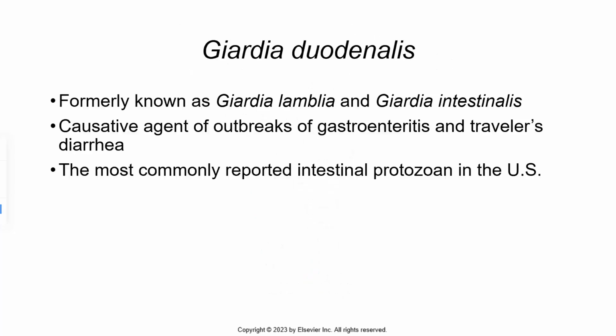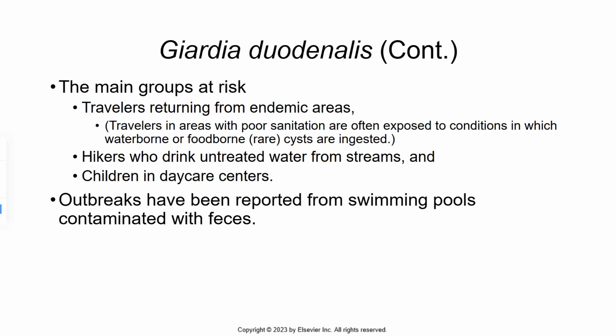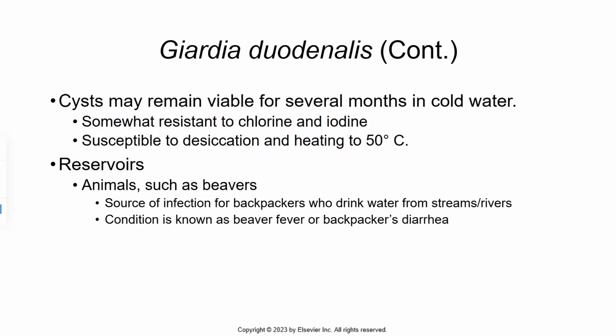Giardia duodenalis, formerly known as Giardia lamblia and Giardia intestinalis, is the causative agent of outbreaks of gastroenteritis and traveler's diarrhea. This is one of the most commonly reported intestinal protozoans in the United States. The main groups at risk: travelers returning from endemic areas, hikers who drink untreated water from streams, and children in daycare centers. Outbreaks have been reported from swimming pools contaminated with feces.